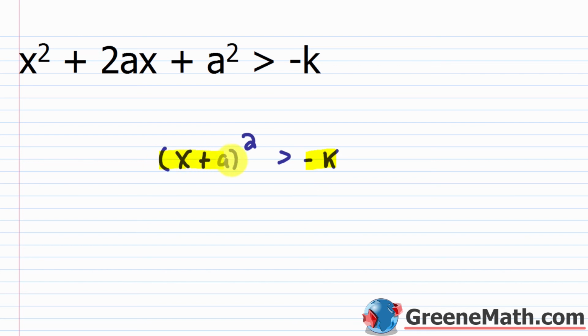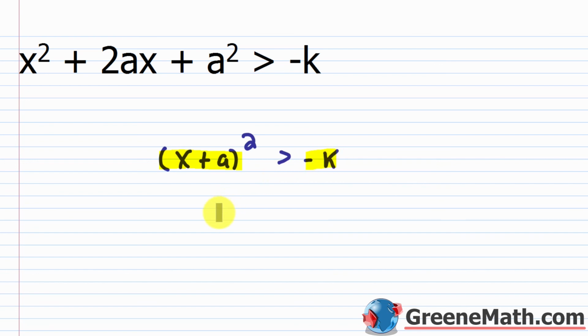Once I square this, if I square a negative, I get a positive, right? A positive would always be greater than a negative. If I square 0, I get 0. 0 would always be greater than a negative. If I square a positive, I'm going to get a positive, and that's always going to be greater than a negative. So there's nothing you can plug in for x that won't work.